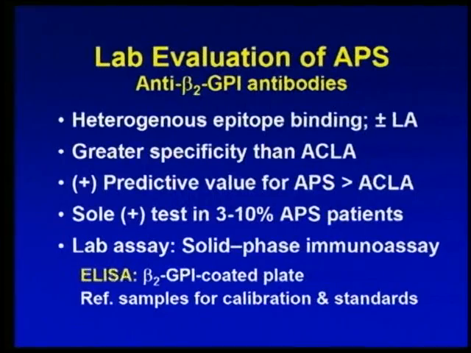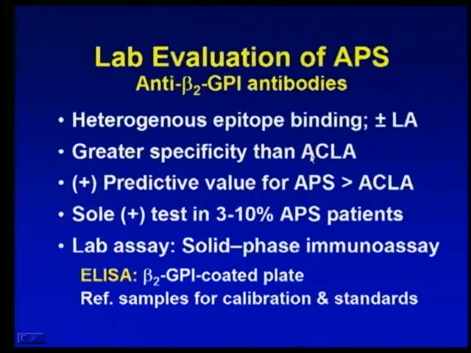Anti-beta-2 glycoprotein 1 antibodies are the important ones, the ones that we think about as far as pathogenesis and diagnosis, as we'll talk about. These are a heterogeneous group of antibodies. They can bind to various epitopes on the beta-2 glycoprotein 1 molecule. Like the anticardiolipin antibodies, they may or may not have associated lupus anticoagulant activity.